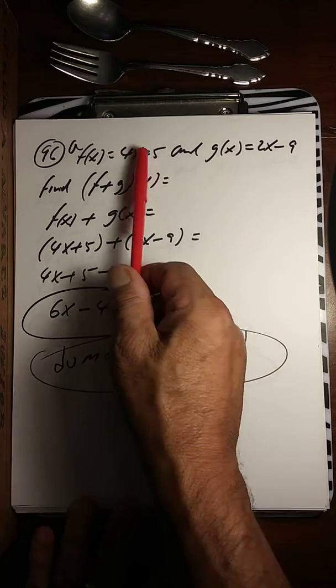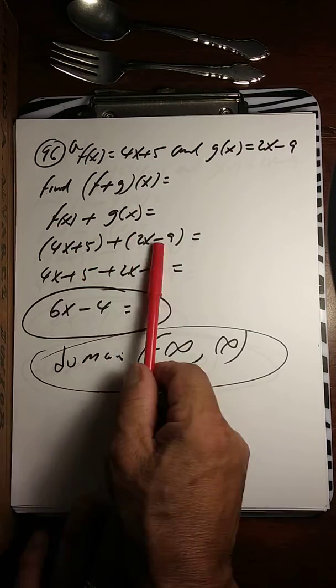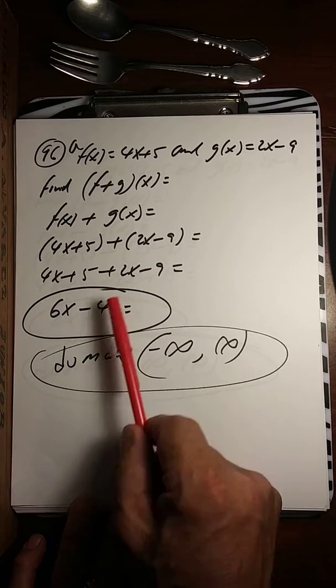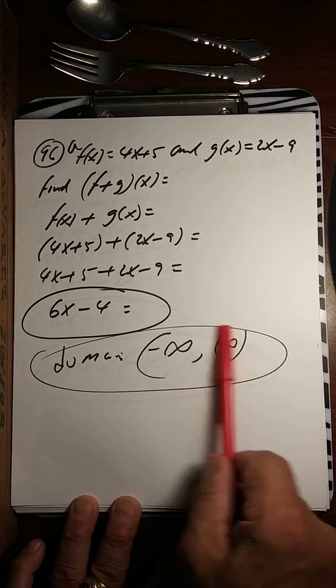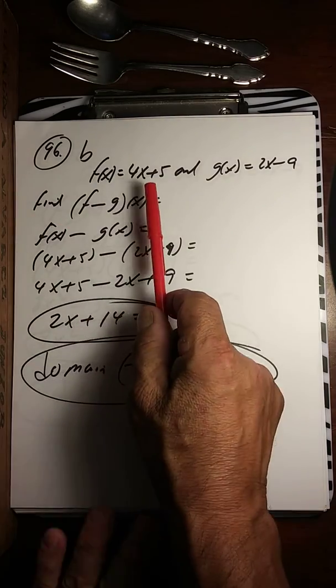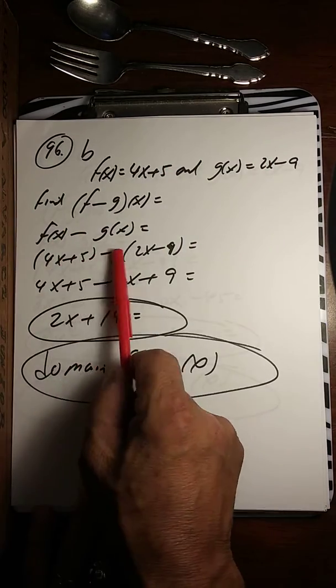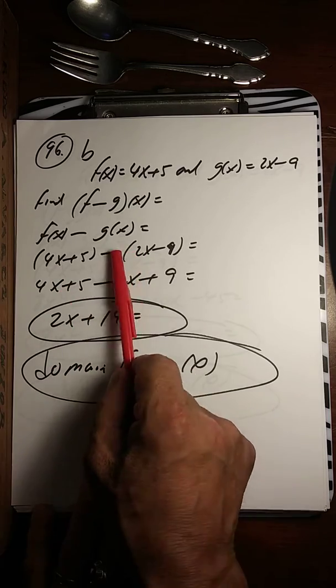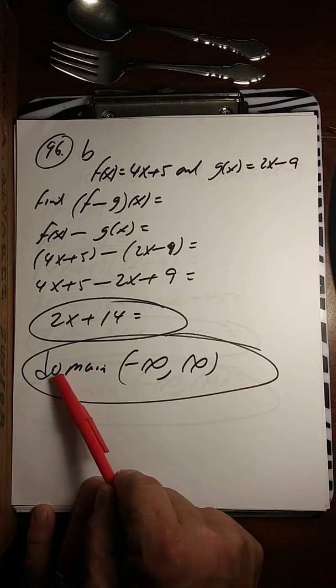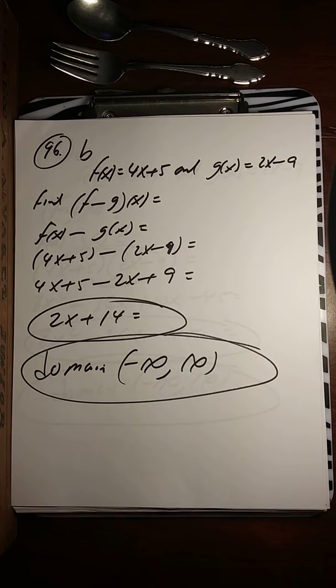Find f plus g of x. There's f and g. F plus g means add them together. 4x plus 5 plus this one. So that's going to be 6x, and that's going to be negative 4. Domain is negative infinity to infinity. Find f minus g of x. So this one minus this. This one minus that. So to copy it, change the sign. So that's going to be 2x, and it's going to be 14. Domain is going to be what? Negative infinity to infinity.